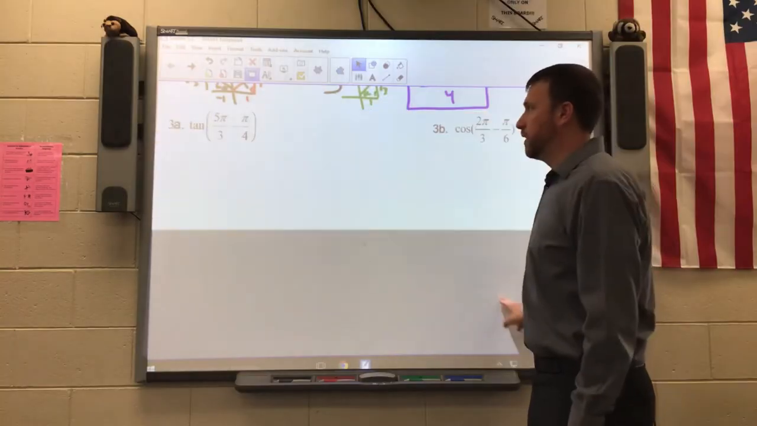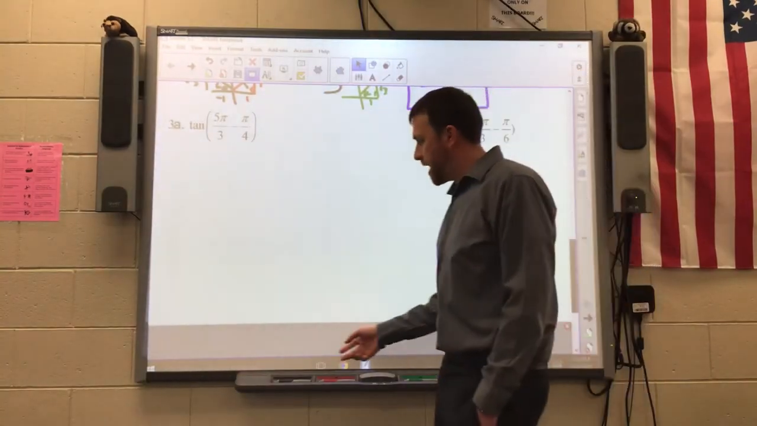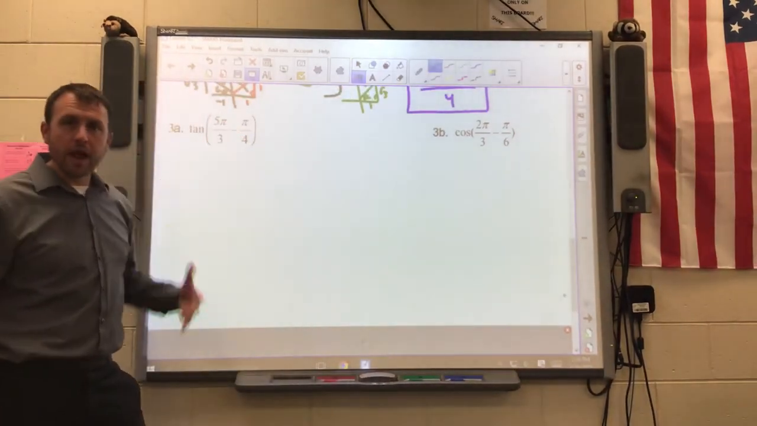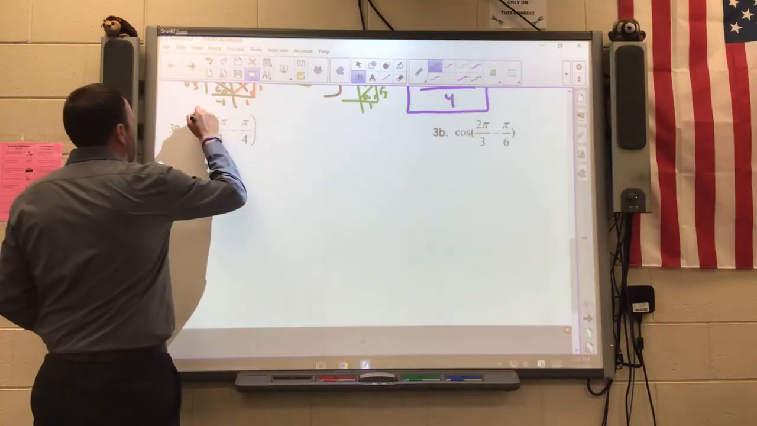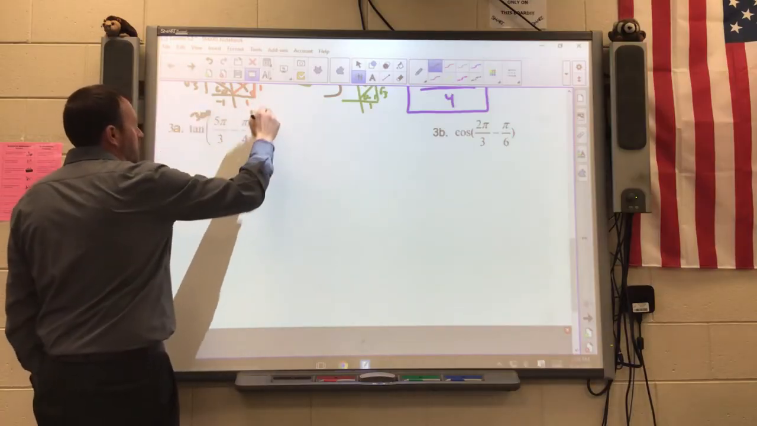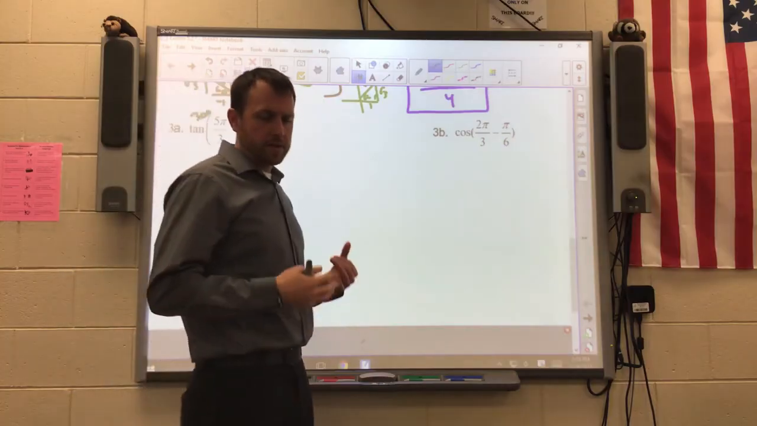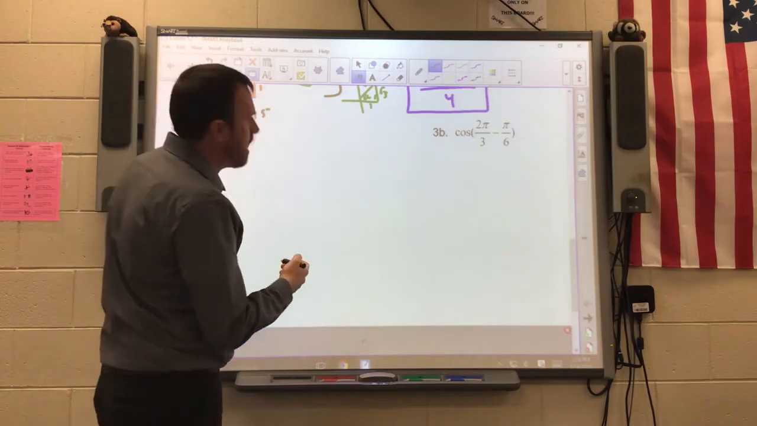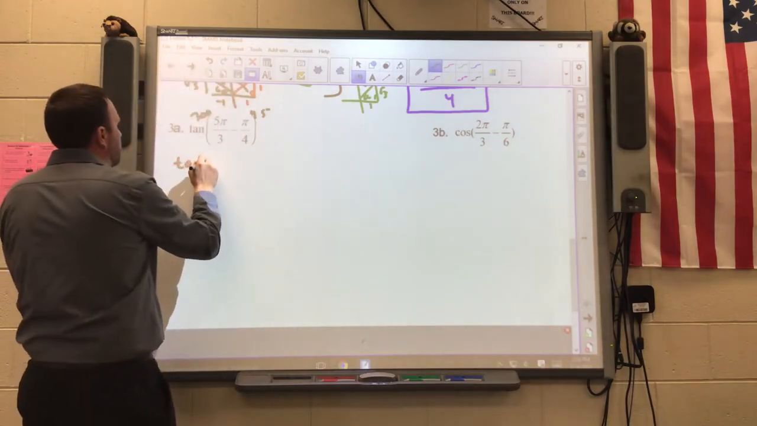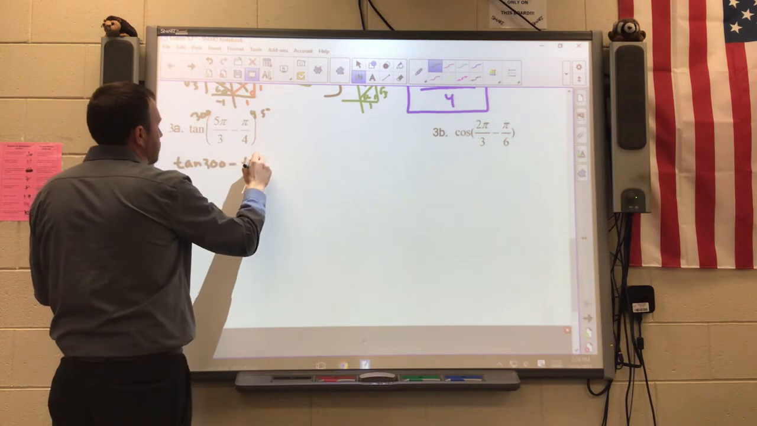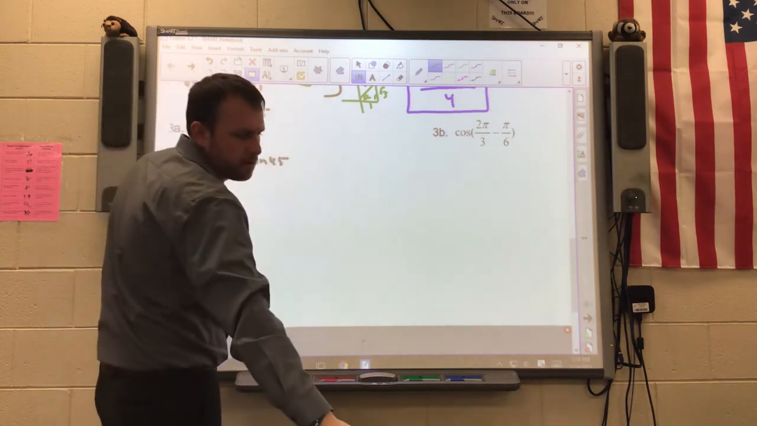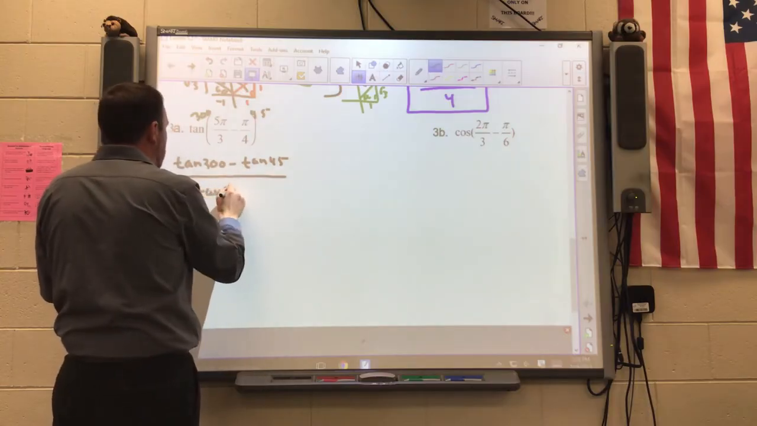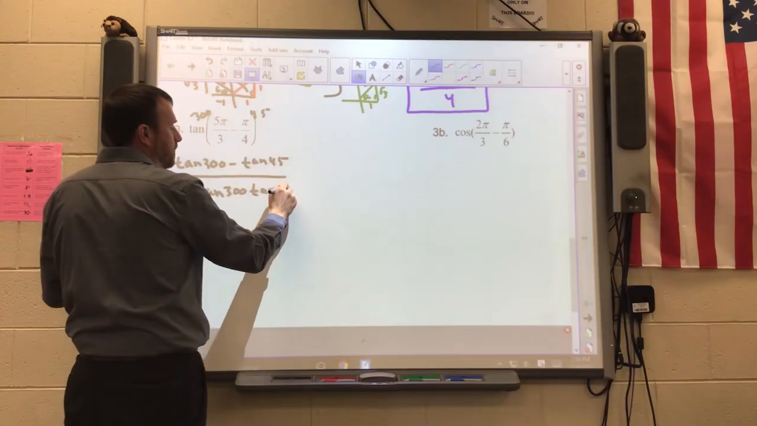So let's look at a tangent one. We've done a cosine one. We've done a sine one. Let's look at a tangent one. Now maybe you're not great with radians. If you're not, the first thing I would do is always convert these to degrees. 5 pi over 3 is 300. So if we're not good with radians, let's convert it to degrees. So for our problem now we have the tangent of 300 minus the tangent of 45, all over 1 plus the tangent of 300 times the tangent of 45.